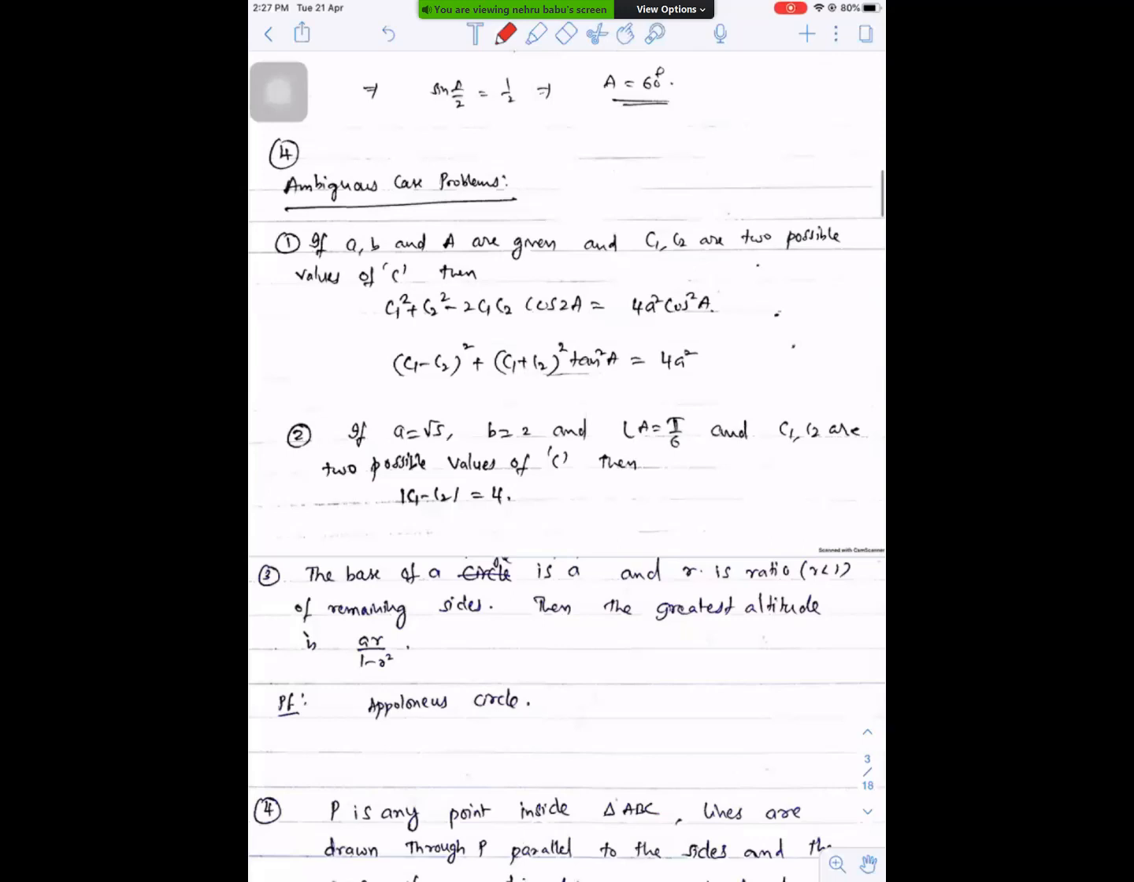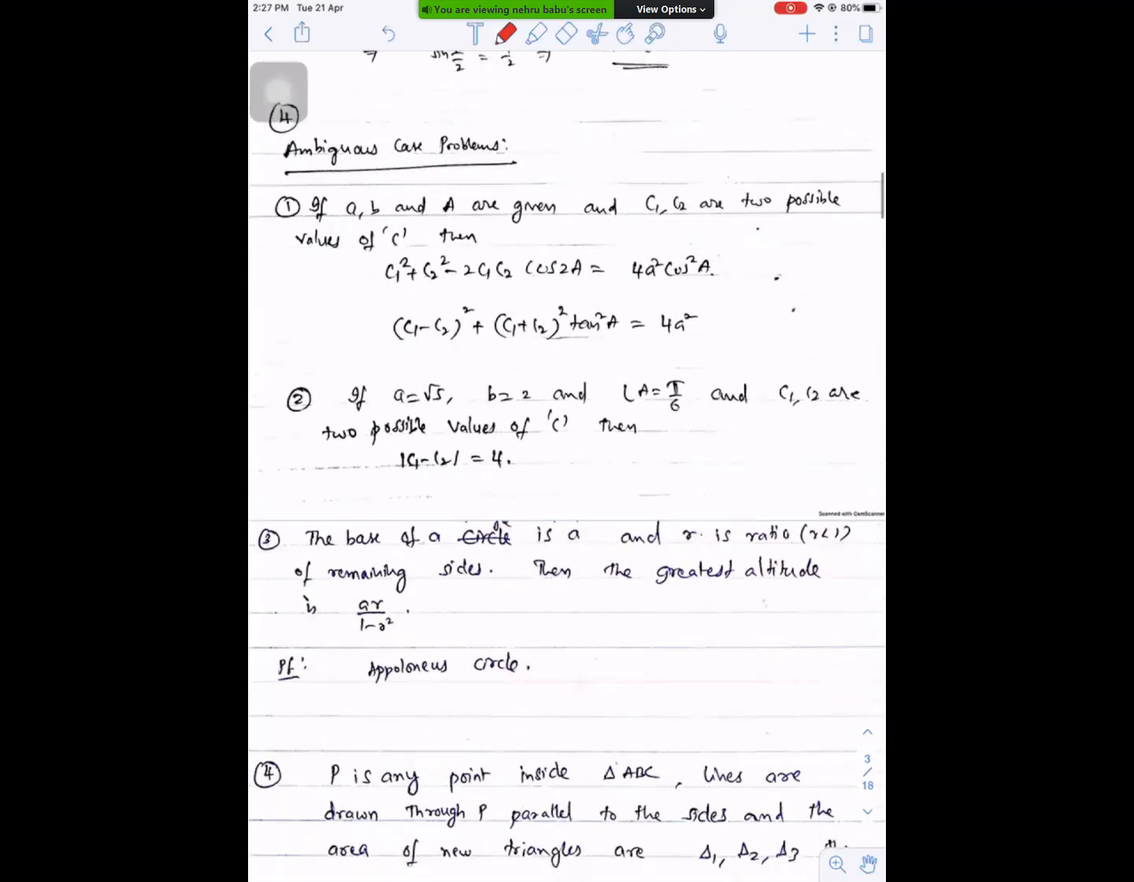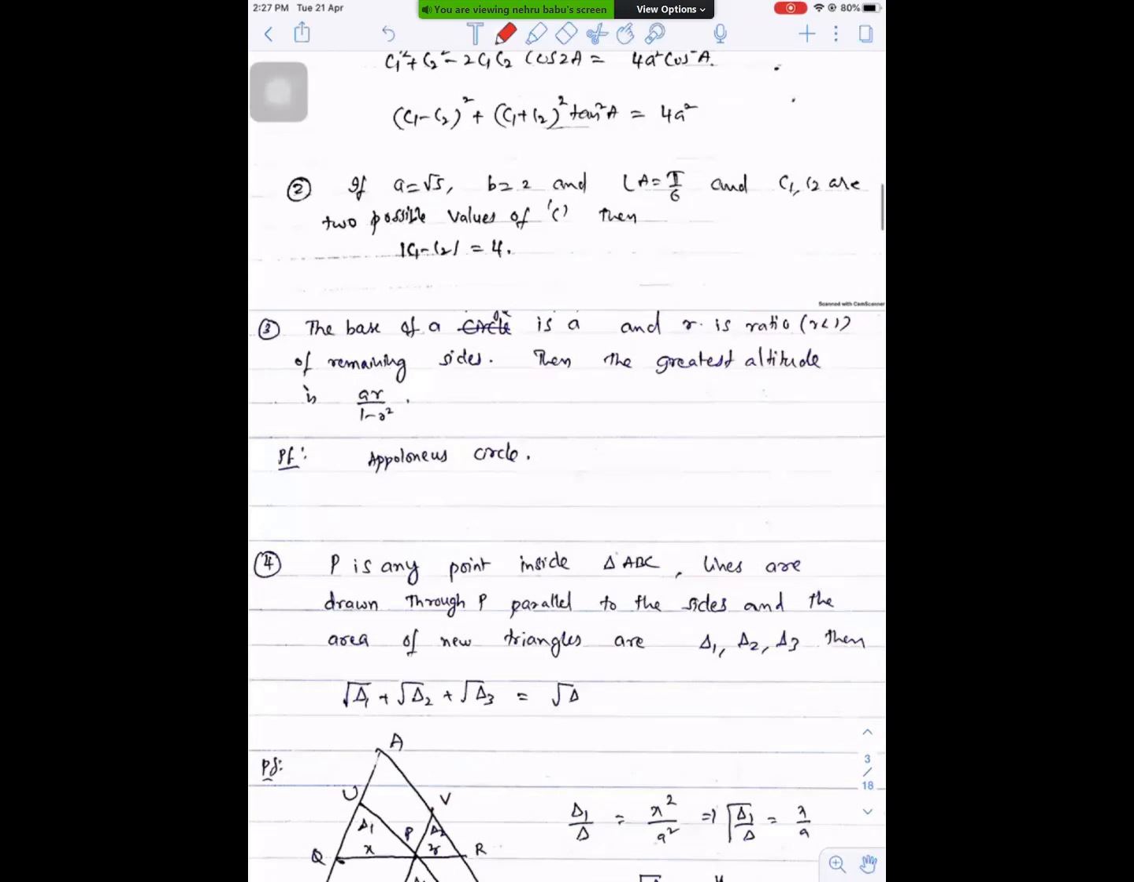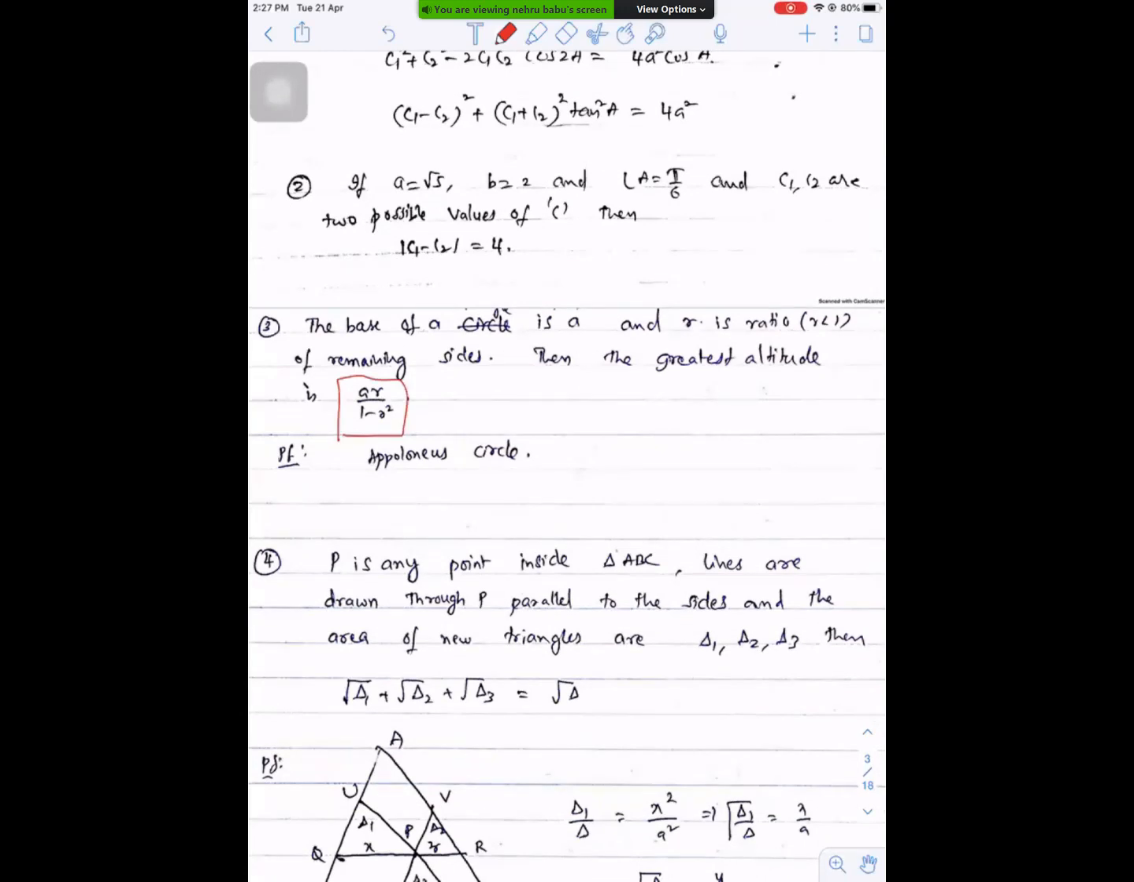This is an important point. Recently you asked this doubt also. If the base of a triangle is given and r is the ratio of the other two sides, then find the greatest altitude. If this length BC is given, and A is moving such that AB by AC equal to r, then the maximum possible height of this triangle, with AB by AC equal to r given, is ar by 1 minus r square. That's true.